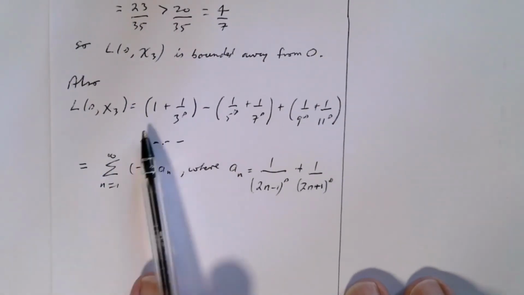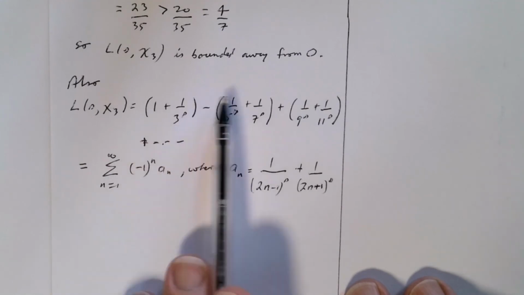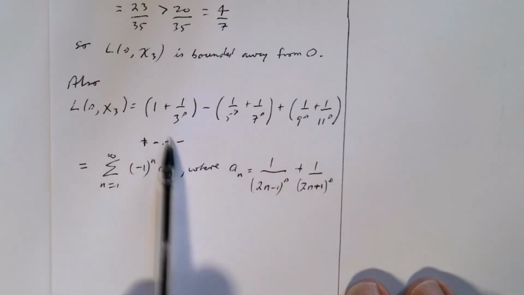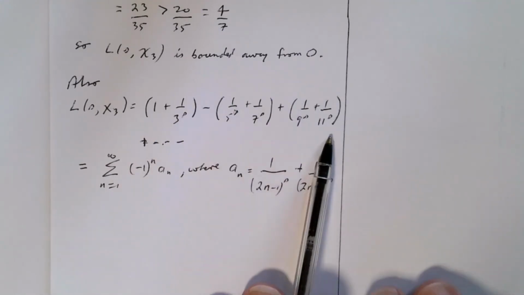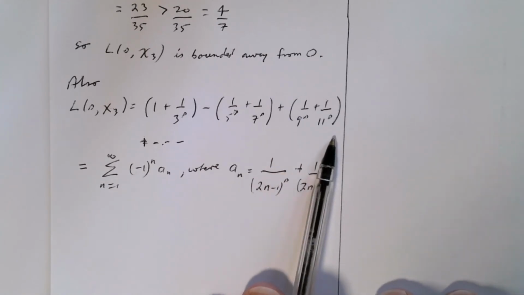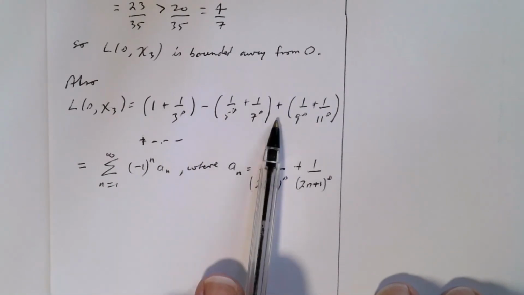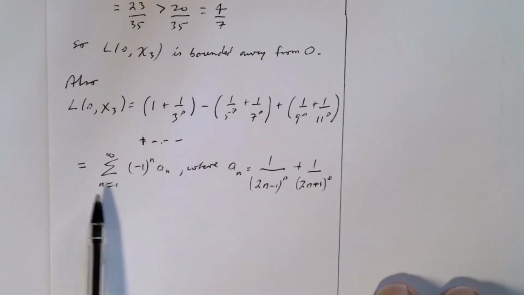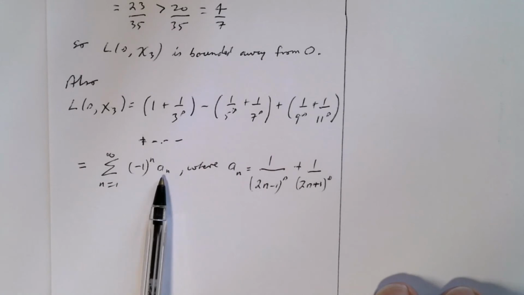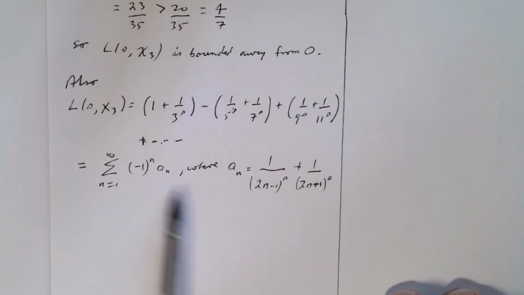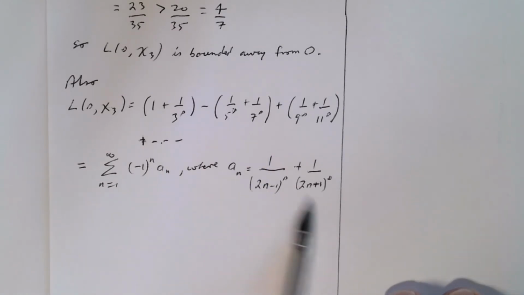And I'm going to bracket these together in pairs. So I've got 1/3, 1/5, 1/7, 1/9, 1/11, and so on. And I can write that then, this now is an alternating series. So I can write it as (-1)^n a_n, where the a_n's look like this. So I'm just mimicking the terms inside here.